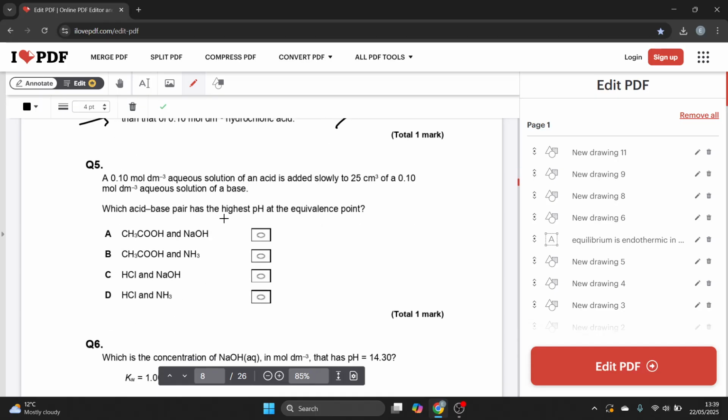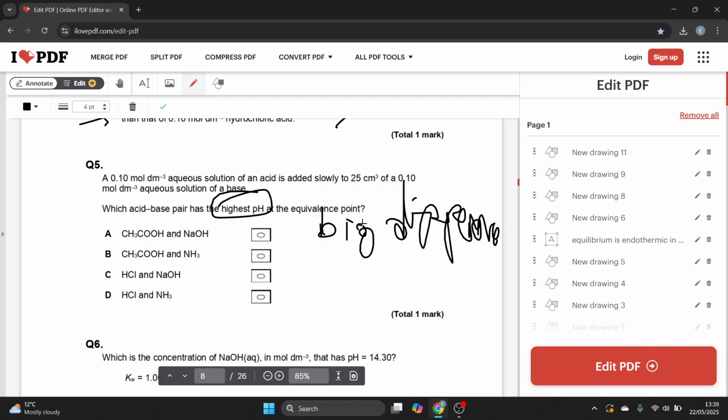Question 5. A 0.10 moles per decimetre cubed aqueous solution of an acid is added slowly to 25 centimetres cubed of 0.10 moles per decimetre cubed aqueous solution of a base. Which acid and base has the highest pH at the equivalence point? So if it's going to have the highest pH at the equivalence point, I want a big difference.